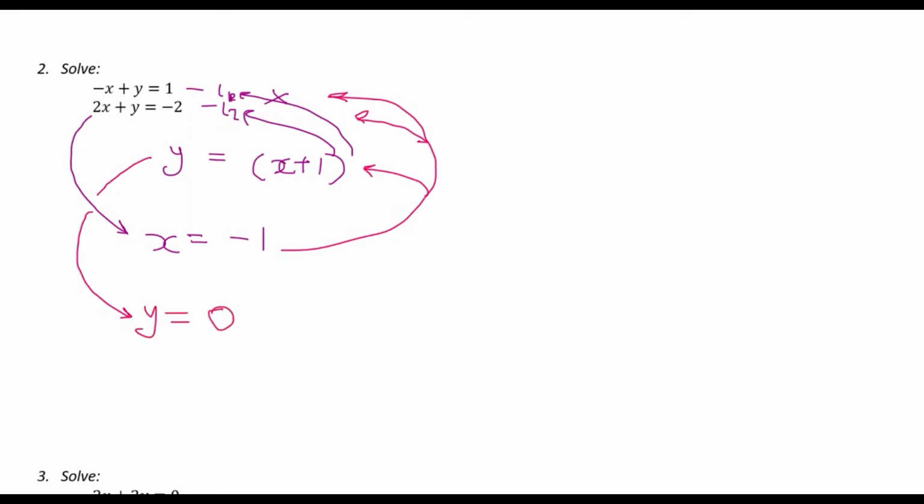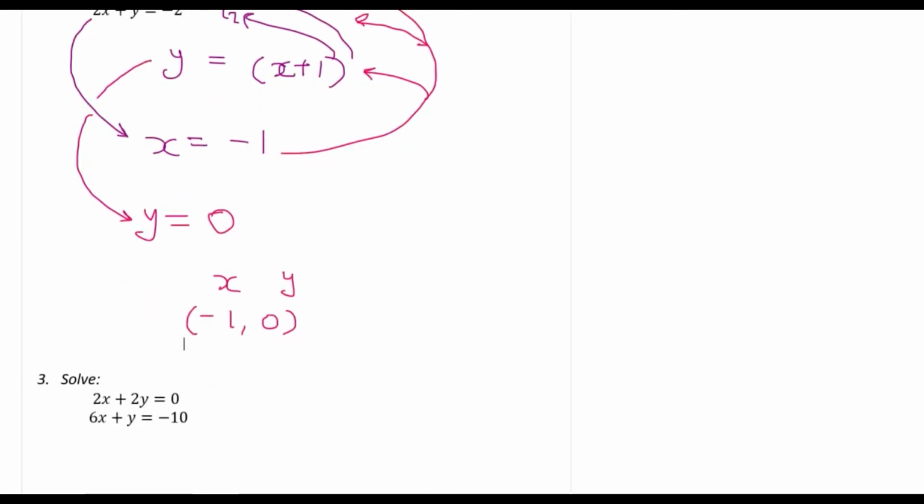So therefore, this point of intersect between these two lines is known to be when x is equal to -1, our y is 0, which is actually in this case the x intercept. So that is it for this particular question number 2.